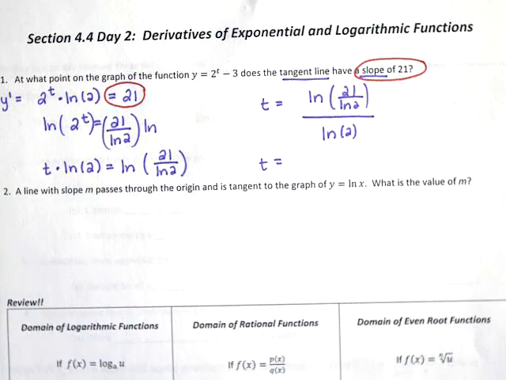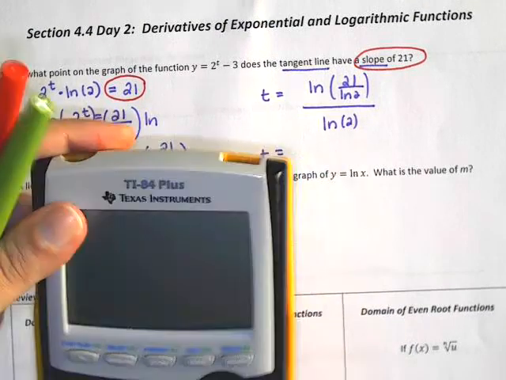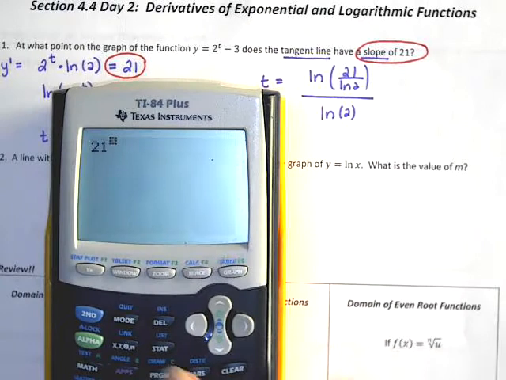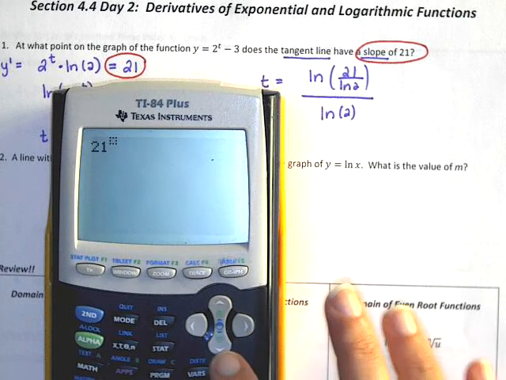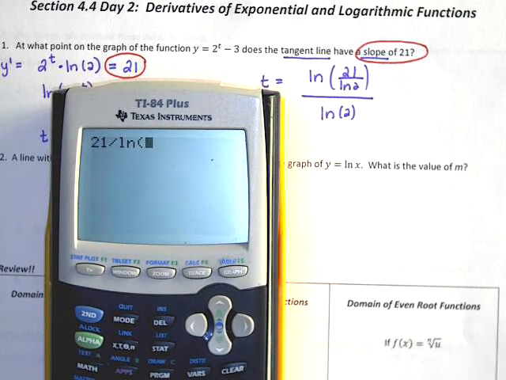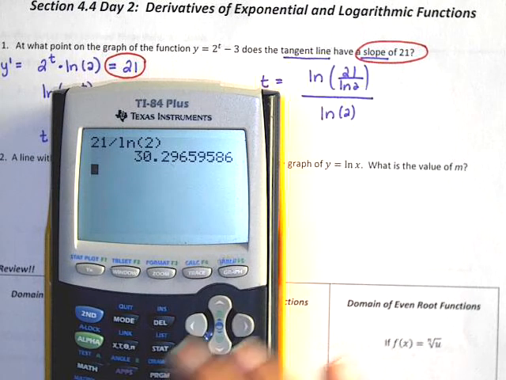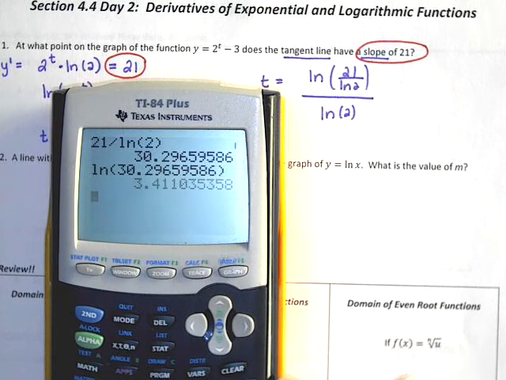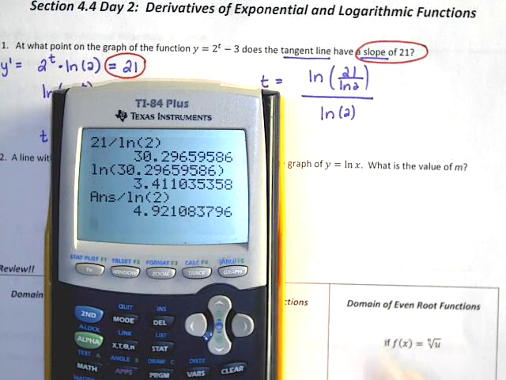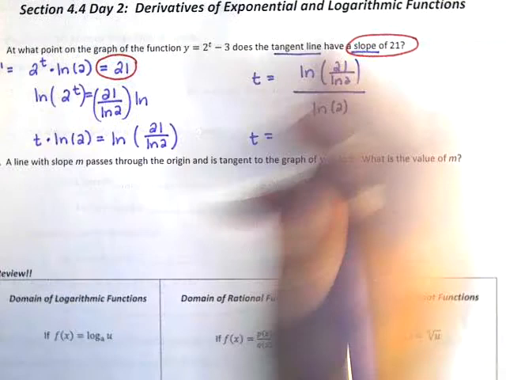So let's see here. If I find my calculator, I'm going to type that in so I can see at what exact t value this actually happens. So I have 21 divided by the natural log of 2. Then I'm taking the natural log of that number, and then I'm dividing by the natural log of 2 again, which gives me 4.921.